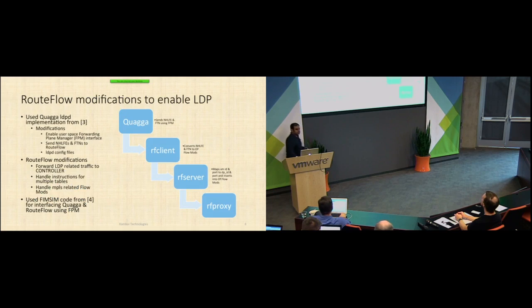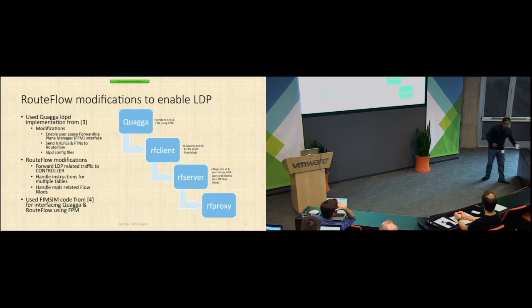So now I'll discuss a few of the implementation changes we made to support this. On the top, as I mentioned, Quagga is sending NHLFE and FTN. Initially, it was doing netlink, but then we changed it to use forwarding plane manager. Forwarding plane manager is Quagga's way of talking in user space using sockets instead of relying on netlink. So you can imagine with this, your Quagga instance could be at one place and your RF client could be at another place. RF client is the code which is responsible for listening to the netlink or the FPM messages.